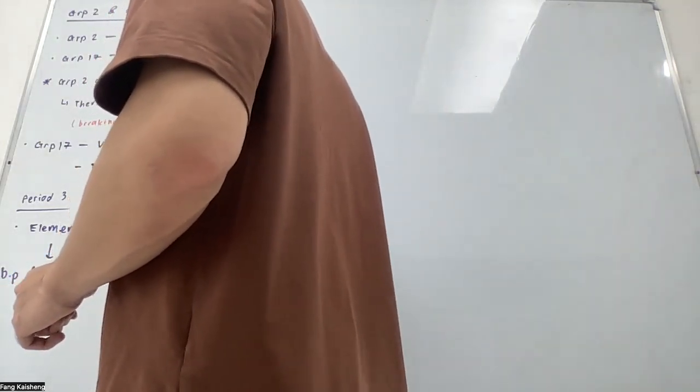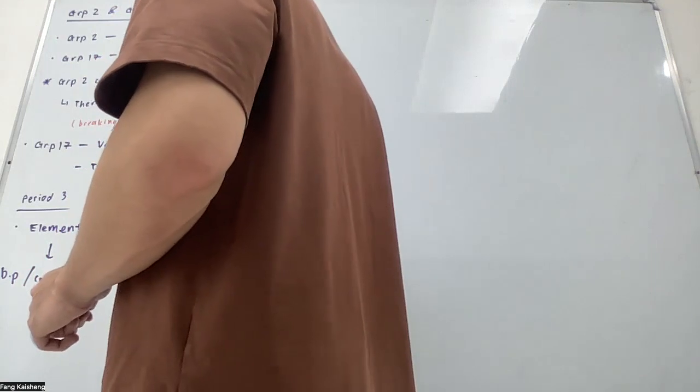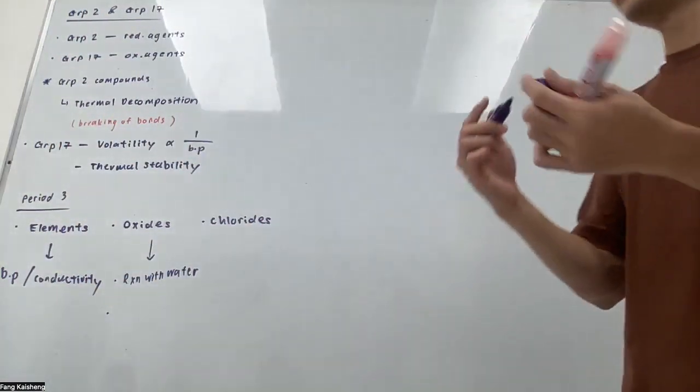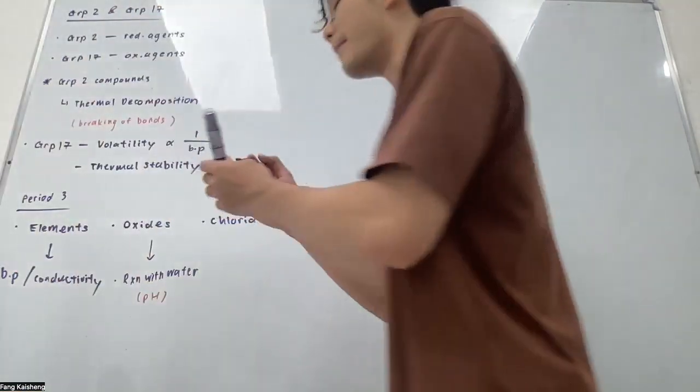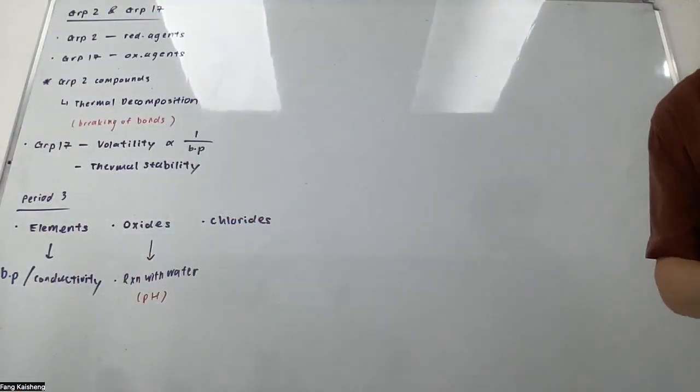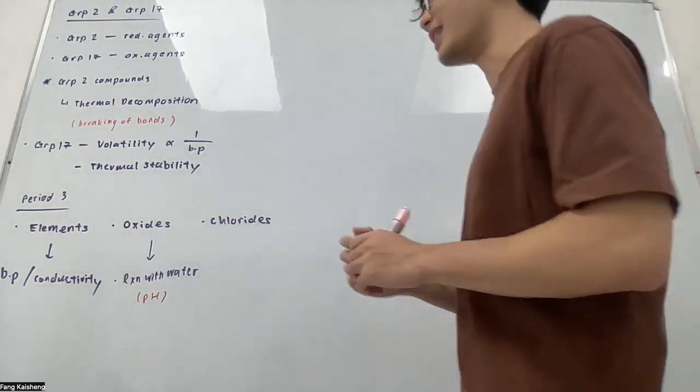For oxides, the most important thing is how they react with water. Can they dissolve in water or not? And most importantly, what's the pH after you dissolve in water? You dissolve in water, you create either an acidic or basic solution, and you're meant to memorize all these pH values because they 100% will pass.